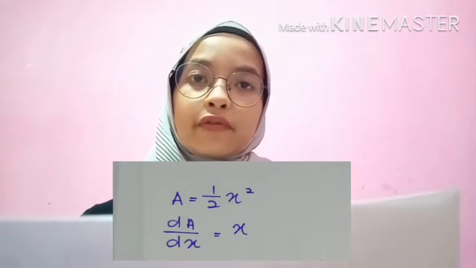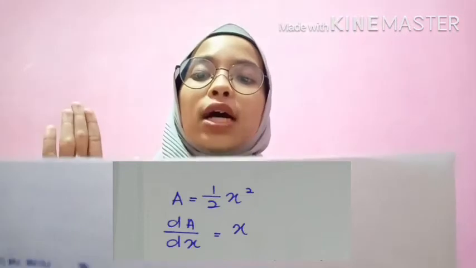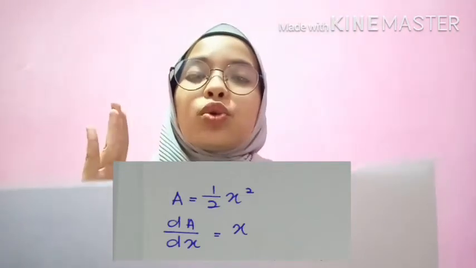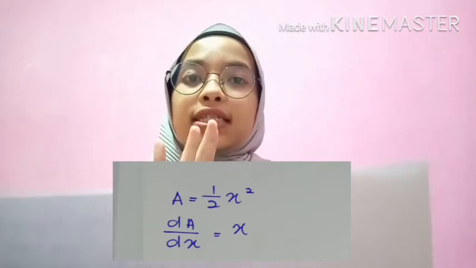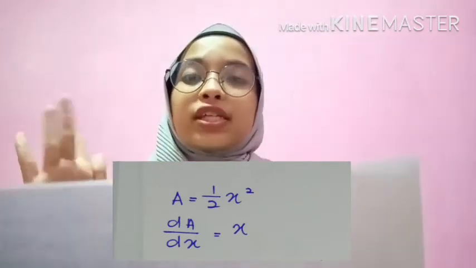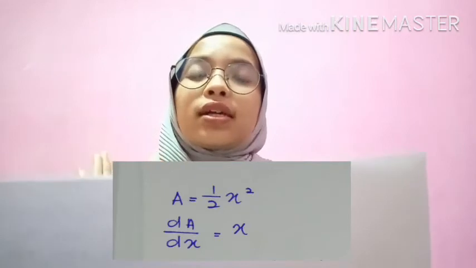Okay, now look at the first information that we have got in the question, which is A equals 1/2 x squared. From this information, you can find dA/dx. When you differentiate the equation, you will get the answer x. So, these two pieces of information are already enough to solve our problem, which is to find dx/dt.